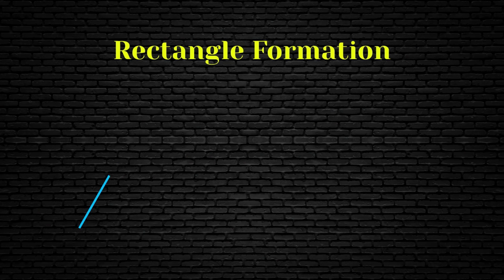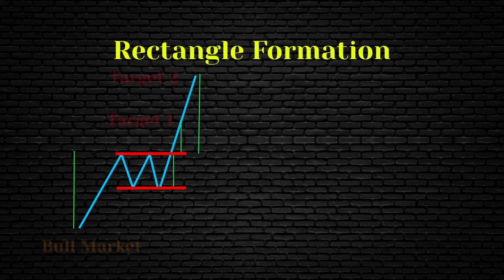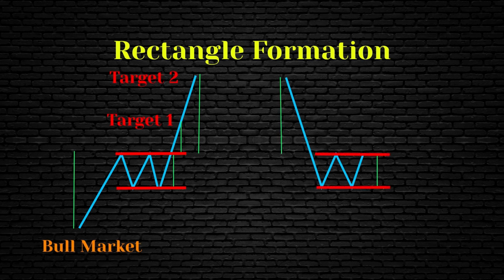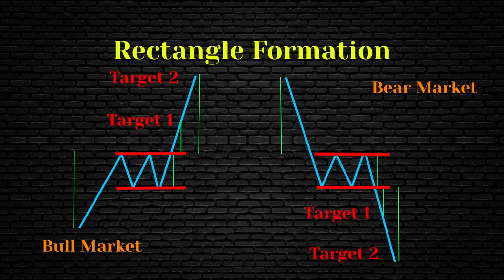Rectangle formation. It is identical to the flag and pennant formations, creating a horizontal parallel channel. However, this formation has a two-stage target. Target price 1 is a price movement equal to the depth of the rectangle. Target price 2 is the same as the flag and pennant, equal to the length of the trend pole. It is a difficult formation. It can be easily confused with a double top or double bottom.